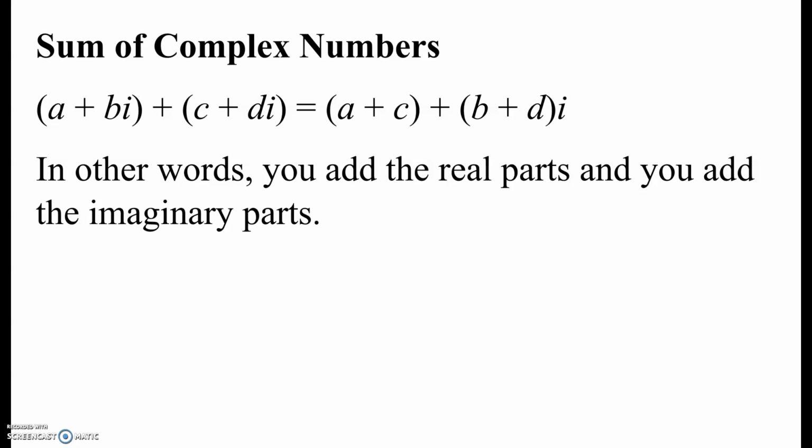When we add complex numbers, if we take a complex number a plus bi and add another complex number c plus di, we're going to add the real number parts. So we'll take a plus c, and then we'll add the imaginary parts. So we would have a plus c plus the quantity b plus d with an i with it. And I think when we see some examples, this will be pretty straightforward.